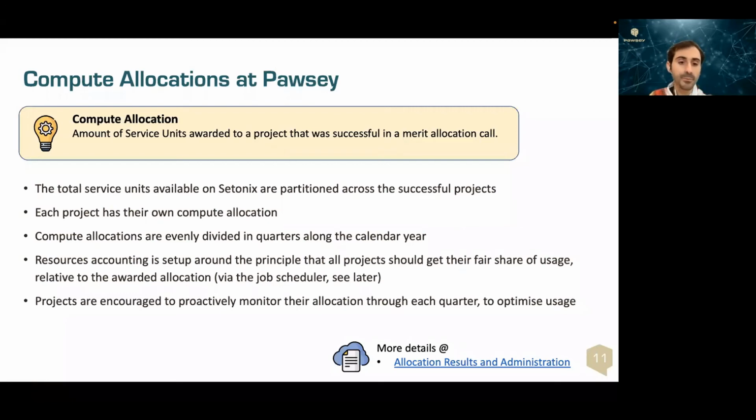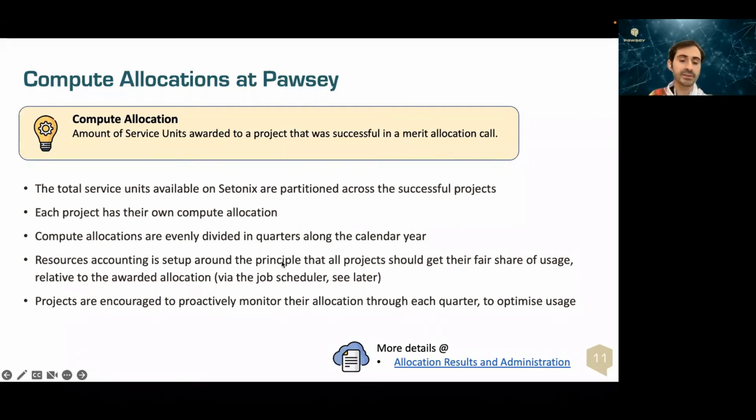One of the founding principles of accounting is that all projects should get a fair share of the usage of the facility relative to the awarded allocation. This means that when you get a given amount of service units, there is no guarantee that you can use those. That depends on the way you choose to submit the jobs and so on. What we try to guarantee with the setup of the scheduler and of the accounting model is that all researchers get a fair usage, which is proportional to the awarded allocation.